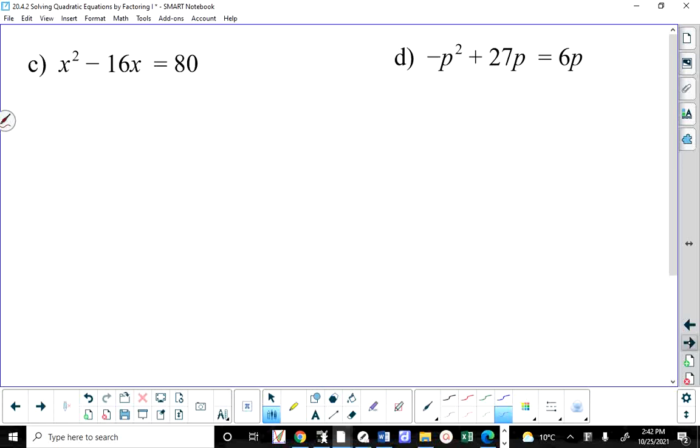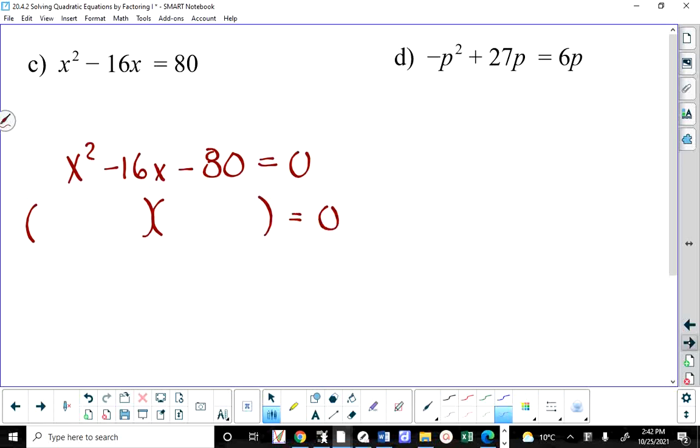X squared minus 16x equals 80. Well, you first have to zero this equation, which means we subtract 80 from both sides. This is going to be a case where one of these will be a positive number and one of these will be a negative. Now, I don't expect you to know all of the factors of 80. You can use your calculator, of course, but you have to find two numbers that multiply to give the negative 80 and add to give negative 16.